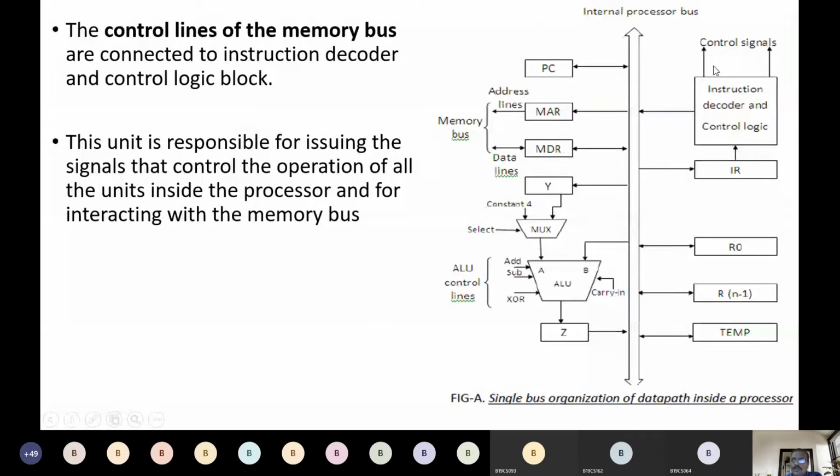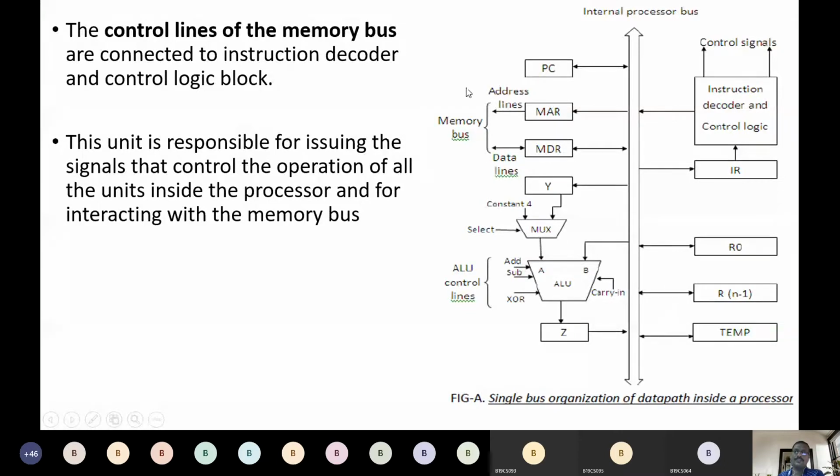So the control lines are connected from the main memory. We assume here I have a main memory. From the main memory, we are getting some connections. We call this the external bus, or we can say memory bus. Through this bus, you can see these connections. Address lines are connected to MAR, data lines are connected to MDR, and control lines are connected to this one. Control lines from the main memory are connected to this part. So this says the control lines of the memory bus are connected to this component. The same thing it says.